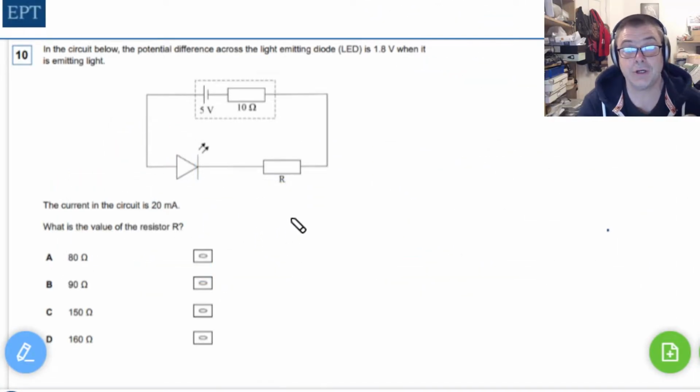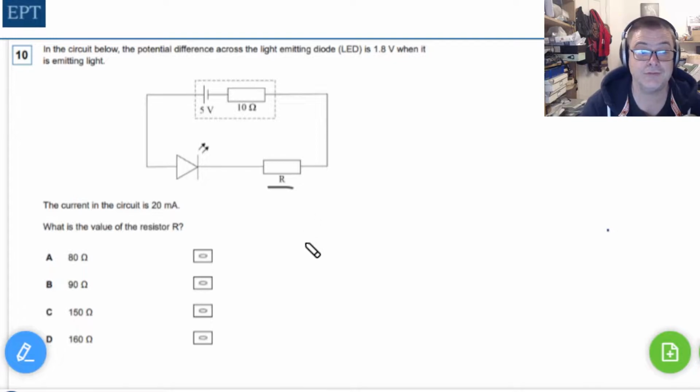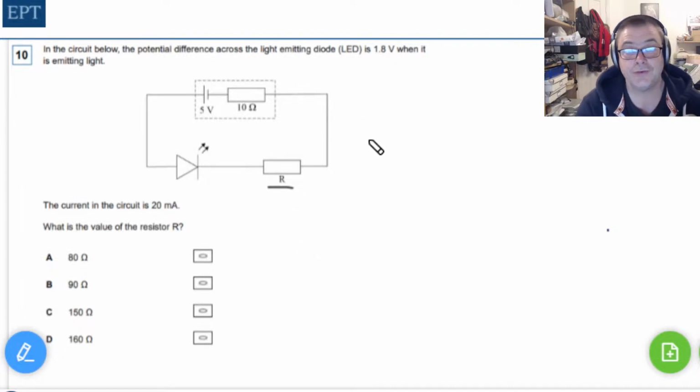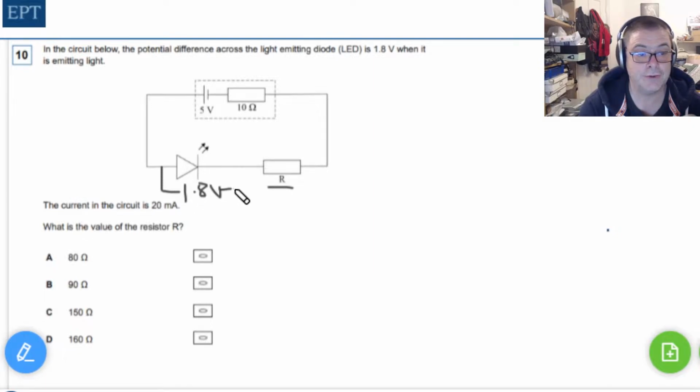In this question, our task is to find the value of this resistor. And it's always a good idea to start off with any circuits question by just writing down what you know about it. So the question tells us that the voltage drop across the diode there is 1.8 volts and that the current through the circuit is 20 milliamps.